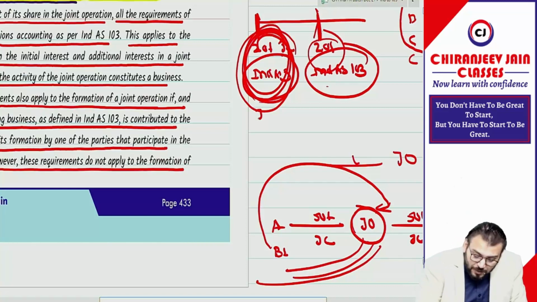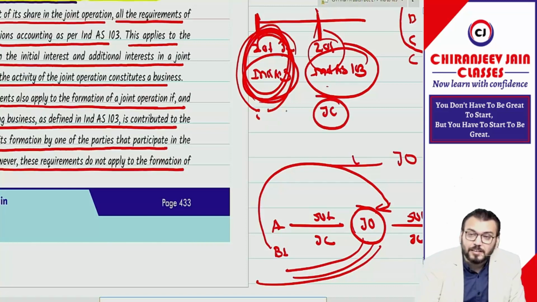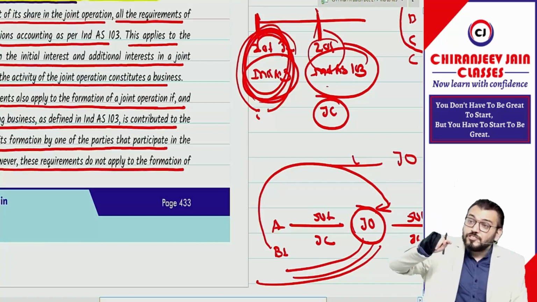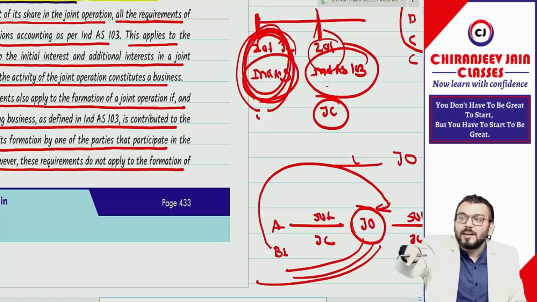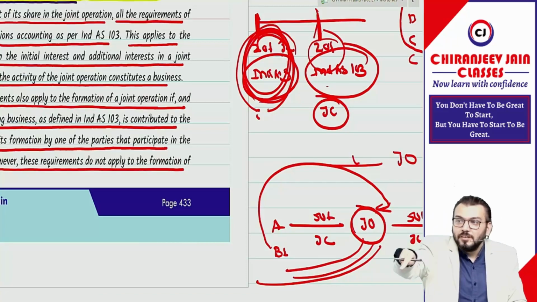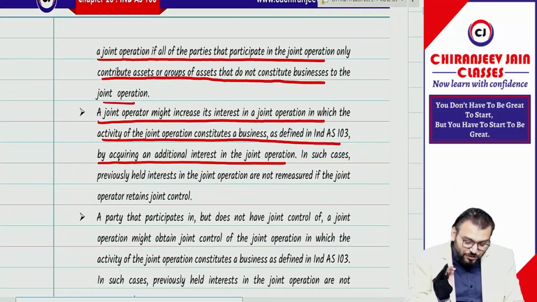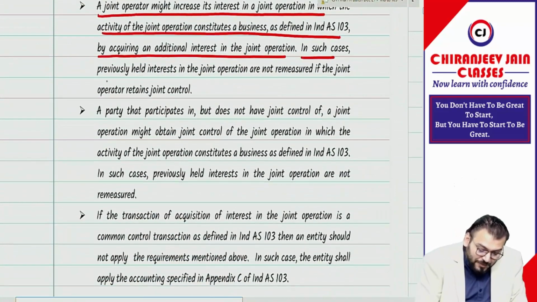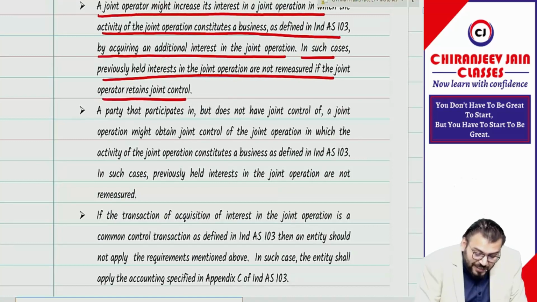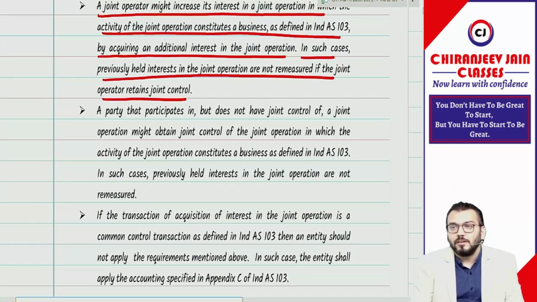Because this is 20% joint control, and this is 20% joint control. In step acquisition, you are getting control on the date of acquisition. Are you able to understand? So in this case, it will not be remeasured. Understood? Tell me, yes or no? In such a case, previously held interest in a joint operation is not remeasured if the joint operation retains joint control.